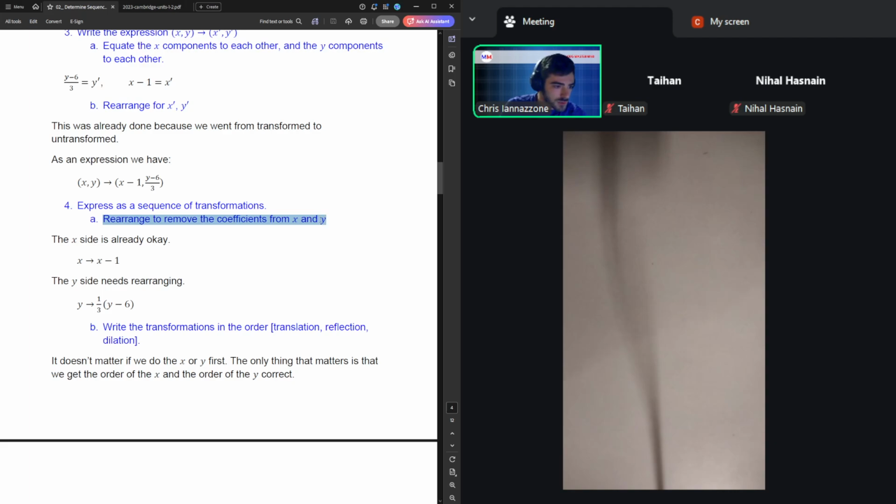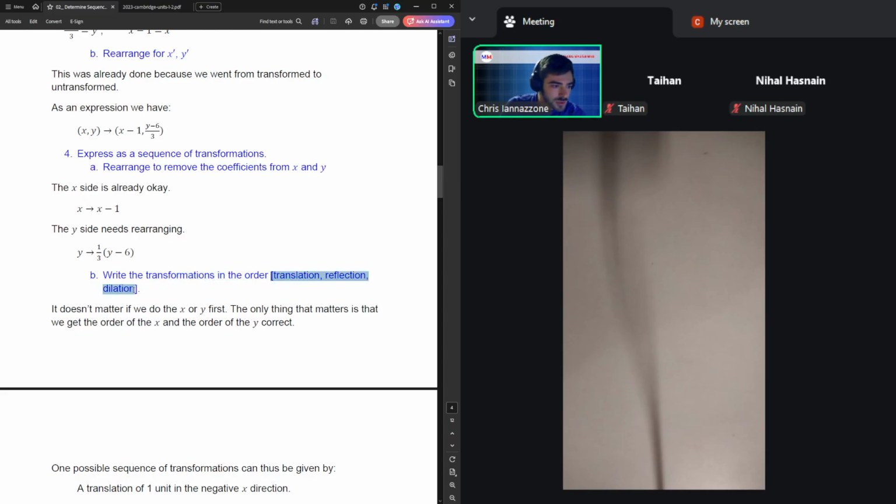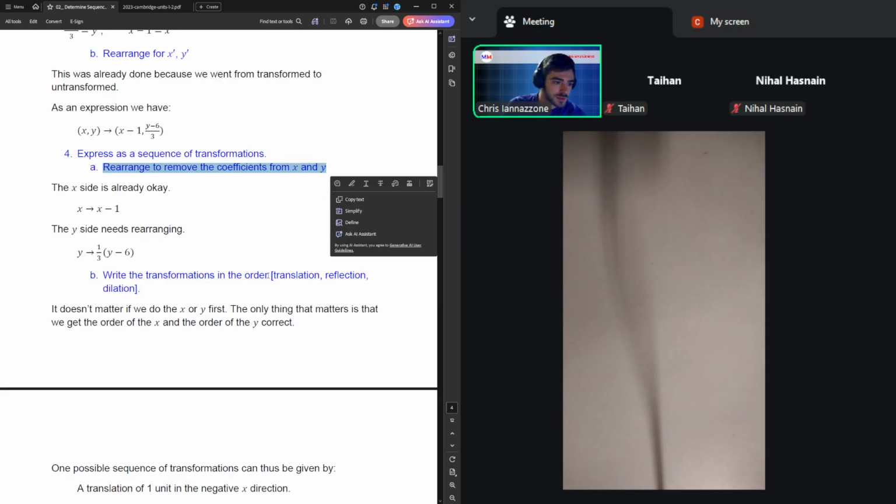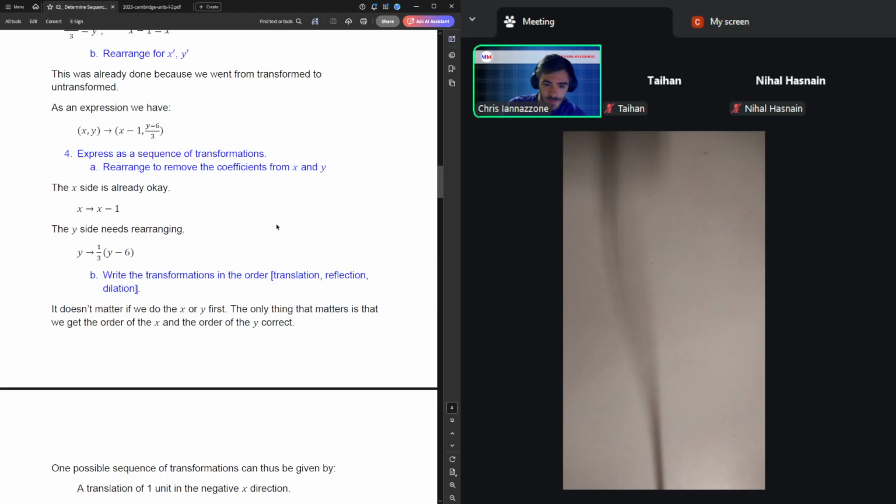If this is the way you go, where you factorize everything first, you're now going to write your transformations in this order. Translation, reflection, dilation. Again, if you do it this way, then you do it in this order. I know a decent number of you who have done this topic before in school might have heard it the other way around. Dilate, reflect, then translate. That's because the step that you would have taken previously would be a little bit different, which we'll look at in a bit.